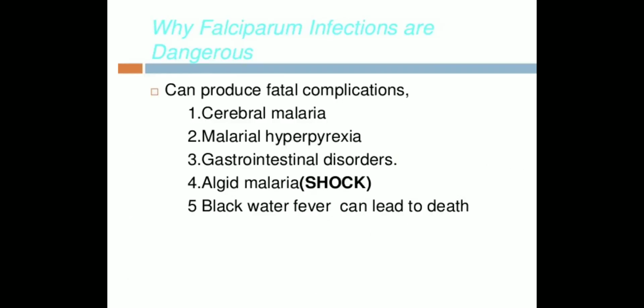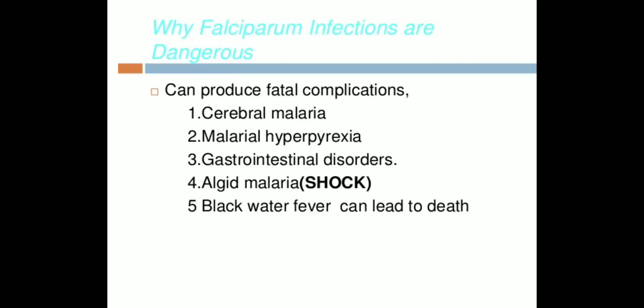Now another thing is falciparum malaria is more dangerous when compared to other malarial infections. Why? Because there can be a lot of complications in a Plasmodium falciparum infection. So what are these complications? First is cerebral malaria, then malarial hyperpyrexia. Cerebral malaria means malaria which affects the cerebrum, that is the brain. Then second one is malarial hyperpyrexia, that is increased fever, very very high temperatures you can get in malaria. Next is gastrointestinal disorders. Algid malaria. What do you mean by algid malaria? That is nothing but a type of shock, stage of shock. The patient can go into shock, sudden hypoperfusion, hypotension, everything.